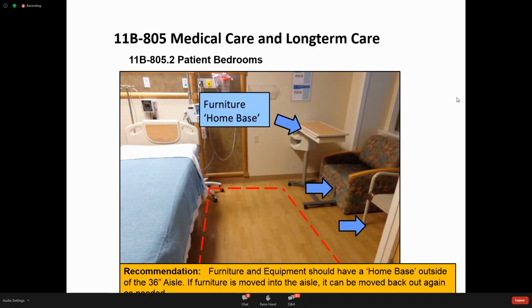What I ask of all of our Sutter projects is our architects need to demonstrate that we have a home base for all the furniture and all the equipment, so that if I had to, I could hit the reset button, put everything away where it belongs, and I can demonstrate that we have a 36-inch aisle on both sides of the bed and all the clearances are there. If that is true, then I sleep well at night and I don't worry that some of the furniture is going to move around.